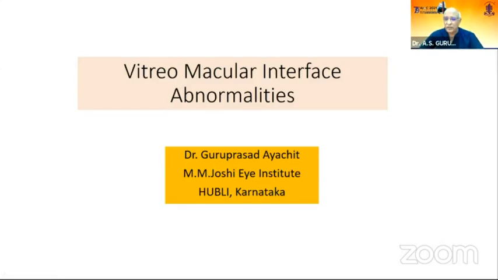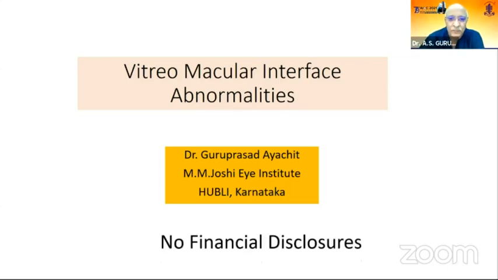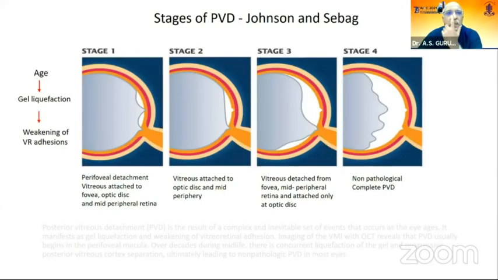I'm going to cover the abnormalities that we come across in our day-to-day practice, and mainly manifesting symptoms which are metamorphopsia and the loss of central vision. No financial disclosures. So just to have a recap about the stages of PVD.